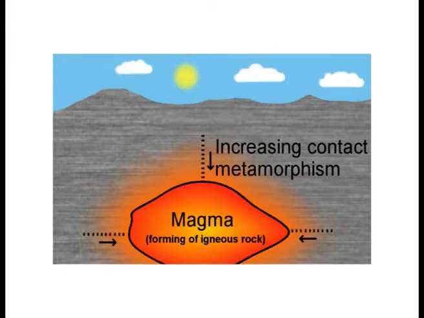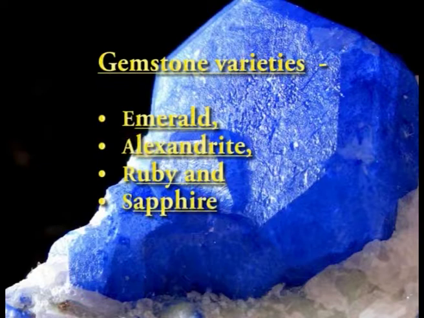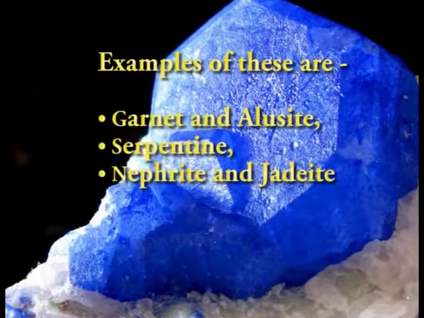The chemical reactions generated in metamorphic rocks when molten magma was forced into cooler rocks created the gemstone varieties of emerald, alexandrite, ruby, and sapphire. Other gem minerals were formed as a result of the large-scale shearing and crushing of rocks. Examples of these are garnet, andalusite, serpentine, nephrite, and jadeite.